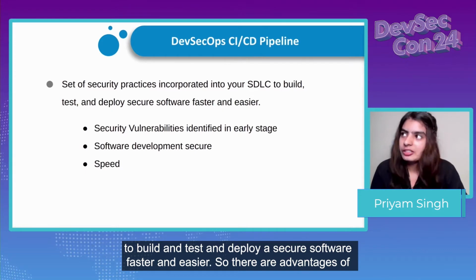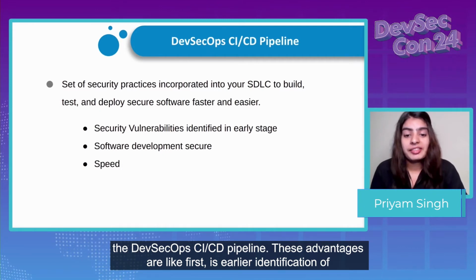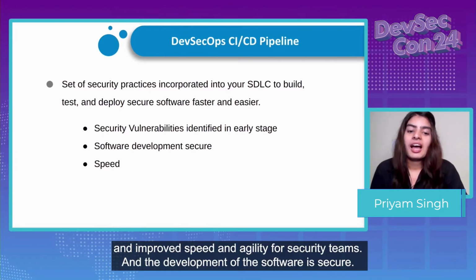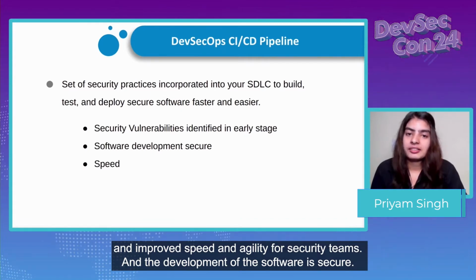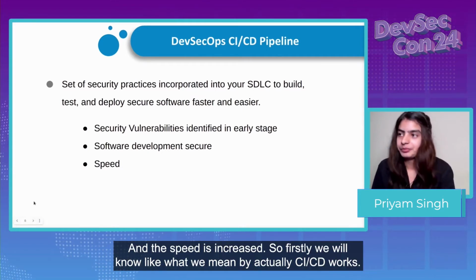There are advantages of a DevSecOps CI/CD pipeline. The first is earlier identification of security vulnerabilities, and we don't have to wait till the last stage. It can be identified early. Another is improved speed and agility for security teams, and the development of the software is secure and the speed is increased.